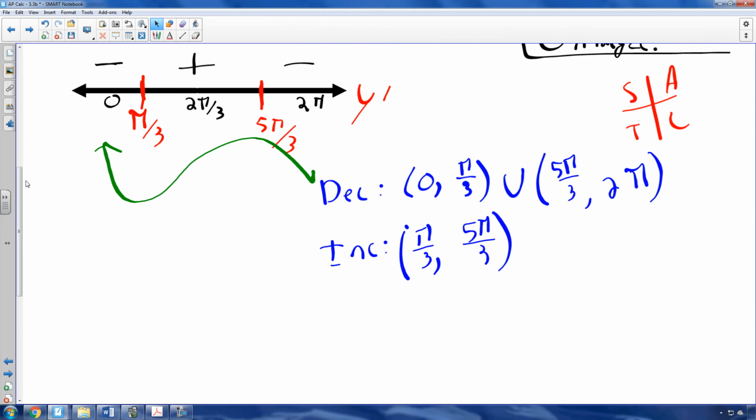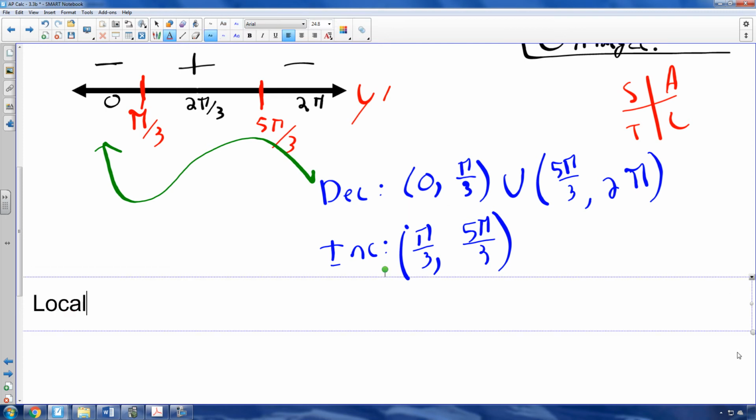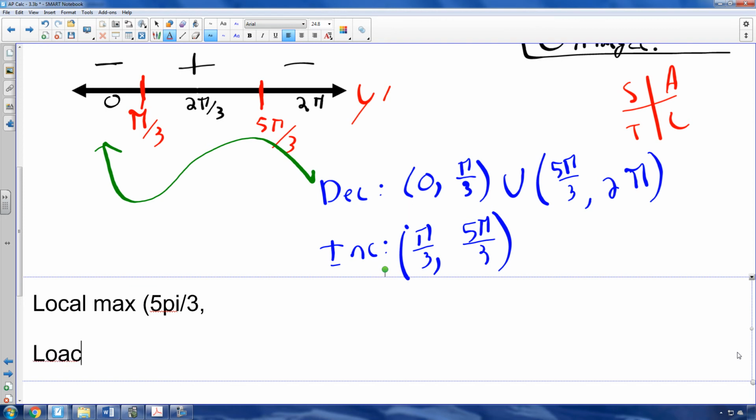I want to type this out because I want to make sure we understand how important it is to explain your number line. So here is the conclusion. Okay, we have a local max. And I'm going to give you the point for the local max. So the local max is at 5 pi over 3, comma, I need a y value for that. And I need a local min. That's going to be at pi over 3, comma, and I need a y value for that.